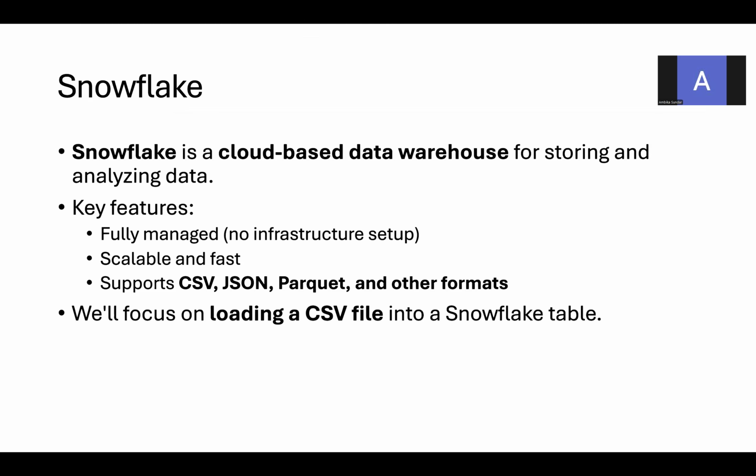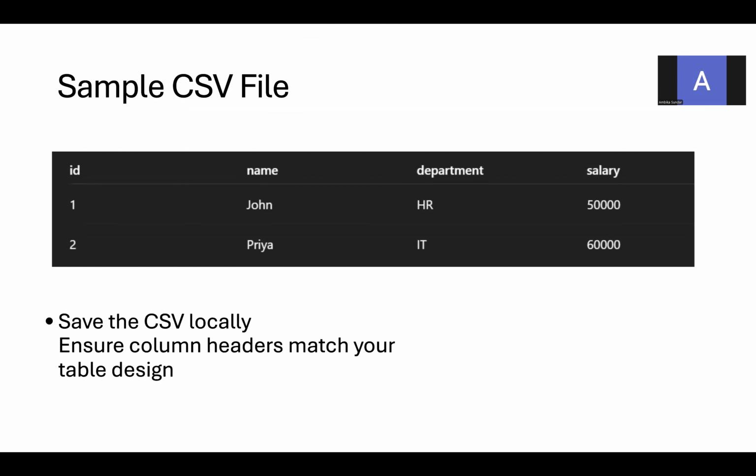It is scalable and fast. Whenever there is a need to upscale the warehouse, Snowflake does it automatically. Whenever there is a need to downscale the warehouse, Snowflake does it automatically. It supports CSV, JSON, Parquet, and other formats. We will focus on loading the CSV file into a Snowflake table.